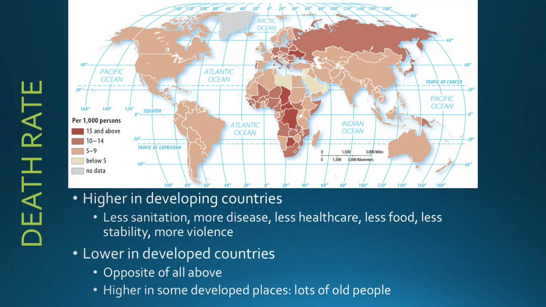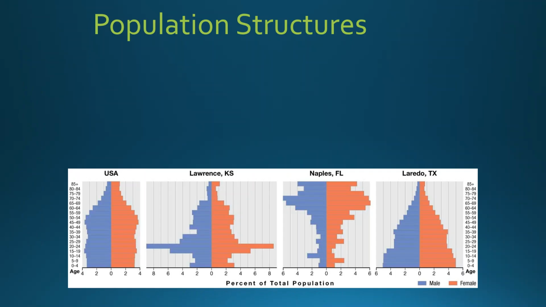It is higher in some developed places, the death rate, but that's just basically because there are a lot of old people. So in countries like Japan, you have a graying of the population. So you just have people who are living a lot longer, people having less and less children. So now you have this general graying of the population that has increased your death rate. And so we're going to, over the semester, look at different kind of population structures.